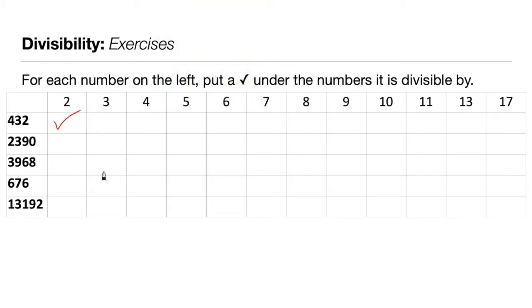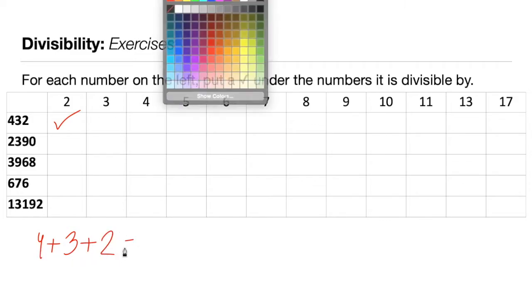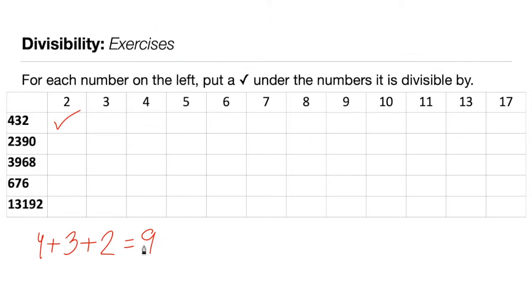Let's use red. Why not? Now, for divisibility by 3, remember, if the sum of the digits is divisible by 3, then the number is too. So let's try: 4 plus 3 plus 2. 4 plus 3 is 7, plus 2 is 9. So the question is, is 9 divisible by 3? Yes, it is. So therefore, 432 is divisible by 3. Let's put a check there.